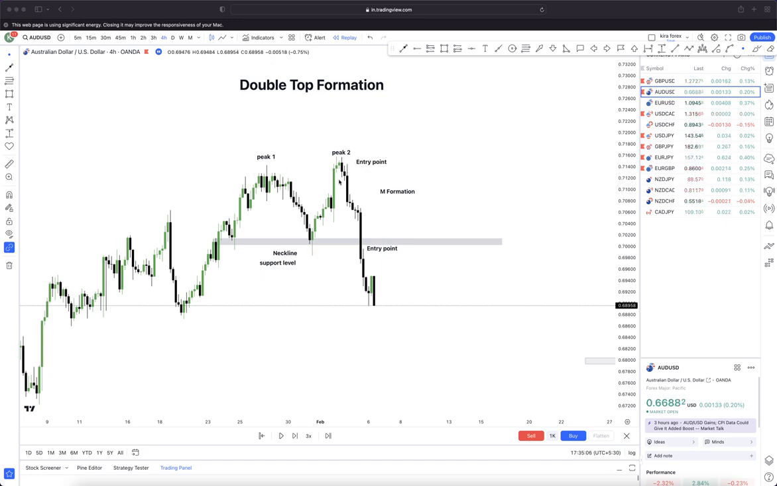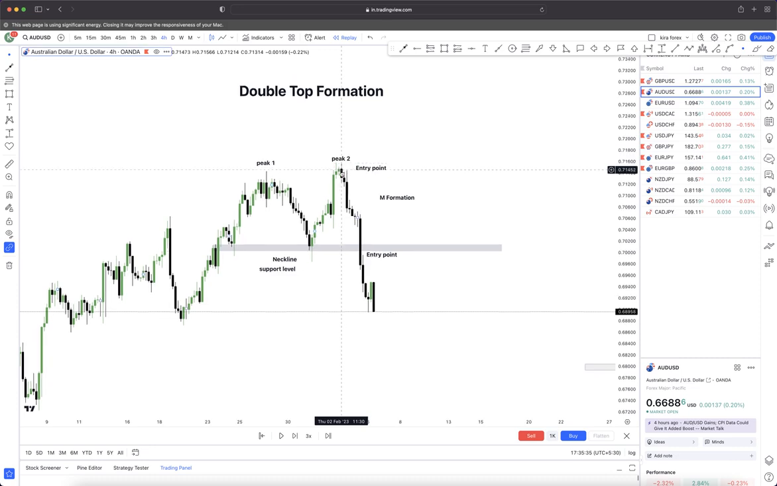So if we are picking our entry points from here, we will take our profit at the neckline. You can take your full profit at the neckline, or take your first take profit to break even at the neckline and allow the rest of the profit to run. Then you take profit at the nearest support or resistance, or at the previous low. Or you can also measure from the first peak.